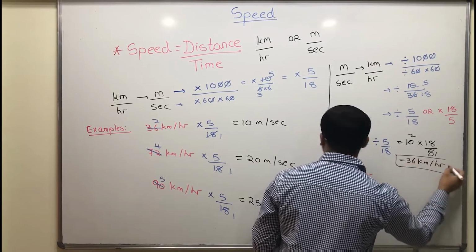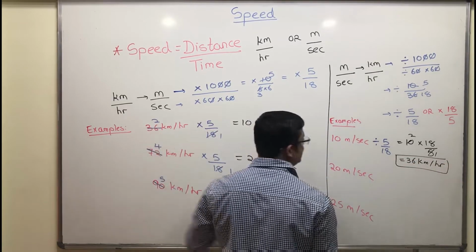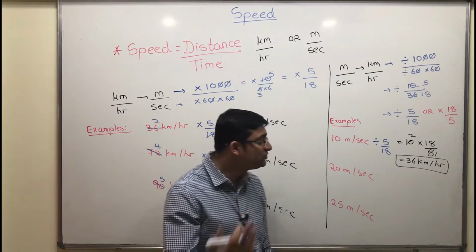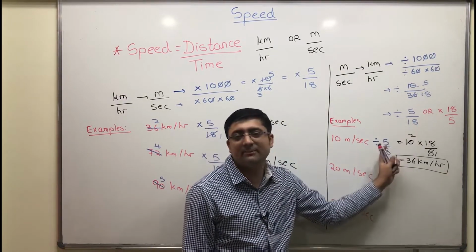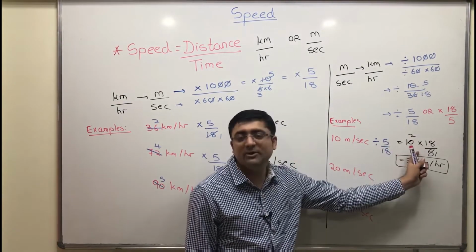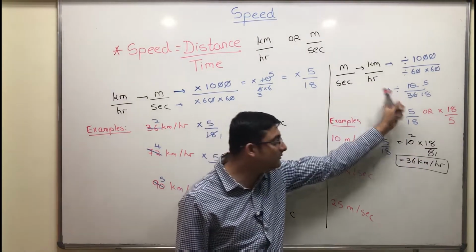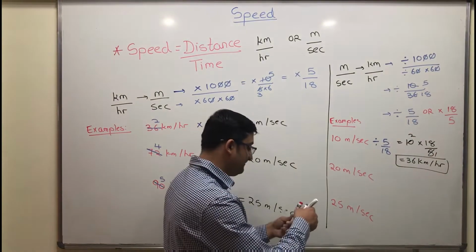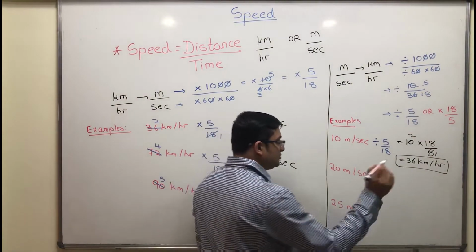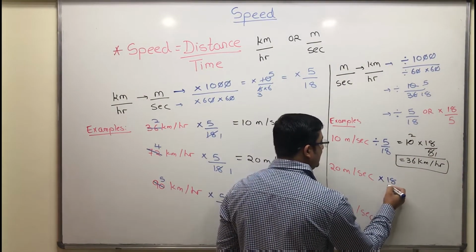Now I want you to compare over here, 10 meter per second, see, 36 kilometers per hour. So my suggestion is directly multiply by 18 by 5 because you'll essentially be doing that. So going forward, whenever you're converting from meter per second to kilometer per hour, just multiply by 18 by 5. Next, 20 meter per second. So directly I'll say into 18 by 5.